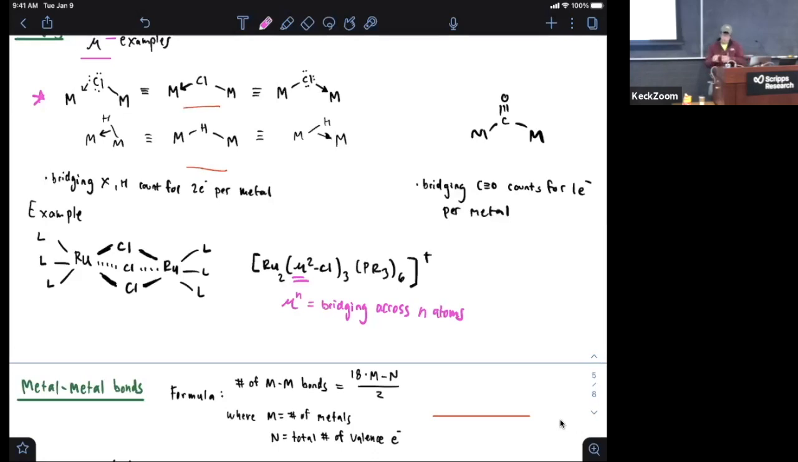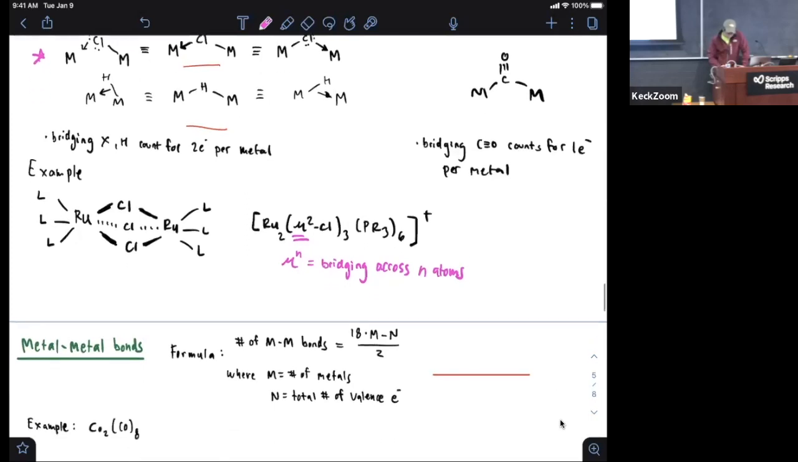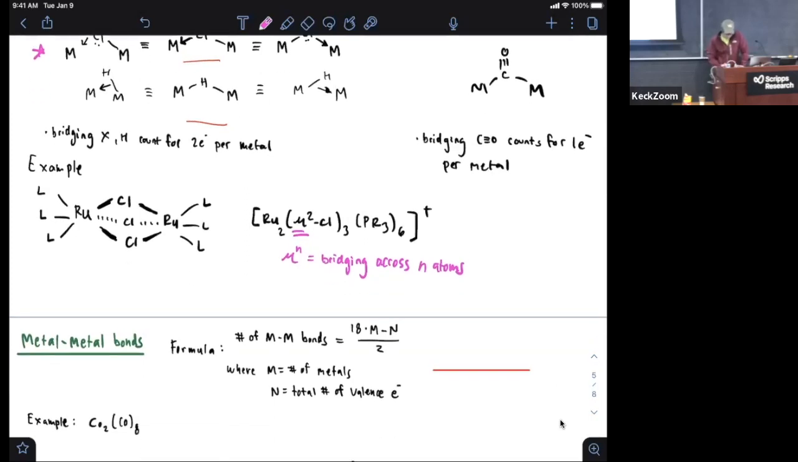But this has to do with the fact that unlike chloride, unlike hydride, which are charged bridging ligands, the carbonyl is a neutral bridging ligand. So you can't overcount the number of electrons that are involved in bonding. And that's what you would do if you counted it as 2 electrons per metal.